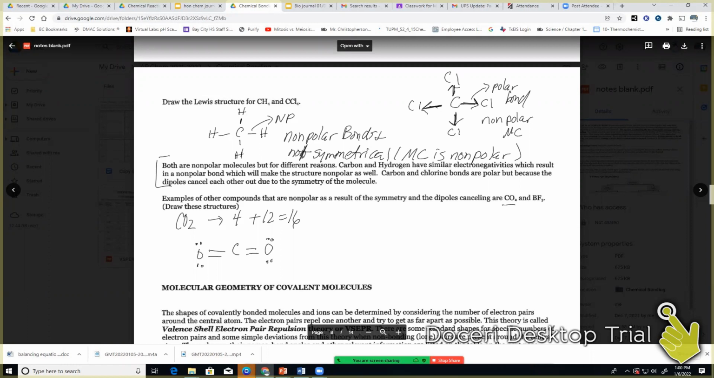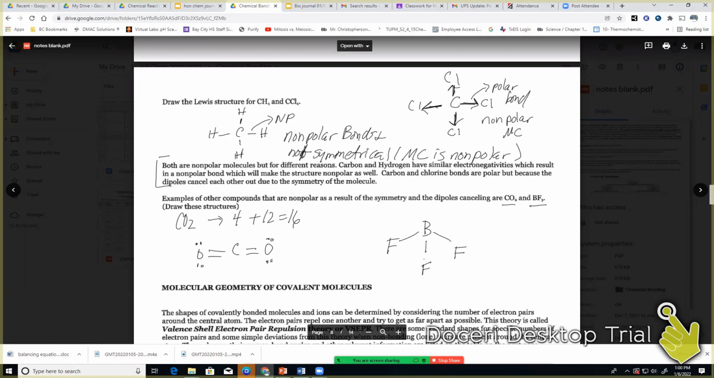No, because of its symmetry, right? Both of them are pulling the electrons away, and so they're going to cancel each other out. The other one is a little bit trickier to see, BF3. And I think we've already drawn that a couple of times.